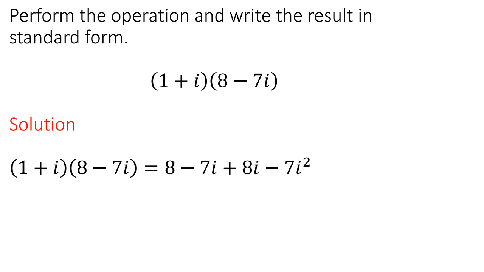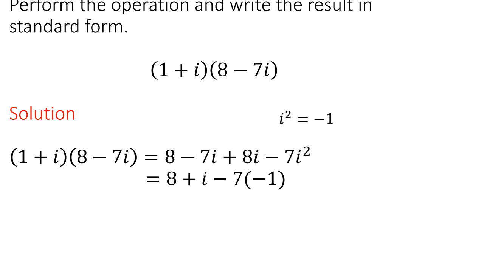So when we do FOIL, we have 1 times 8, which is going to give me 8. 1 times a -7i is going to give me a -7i. Now the second term, positive i times 8, is going to give me a positive 8i. And a positive i times a -7i is going to give me a -7i squared. Okay, and I can see that I can combine two like terms. I do have two terms that just have an i. The -7i plus 8i can be combined to have just i.